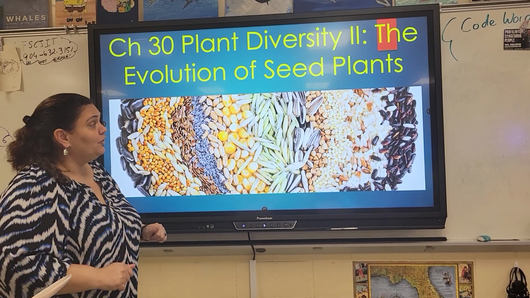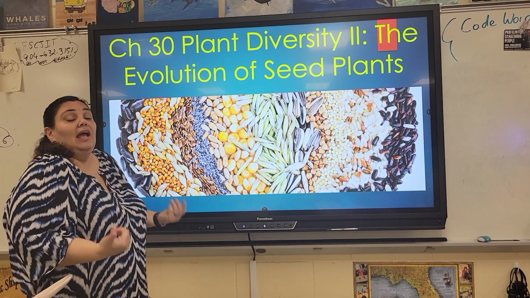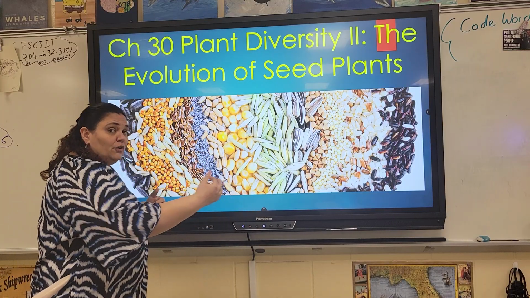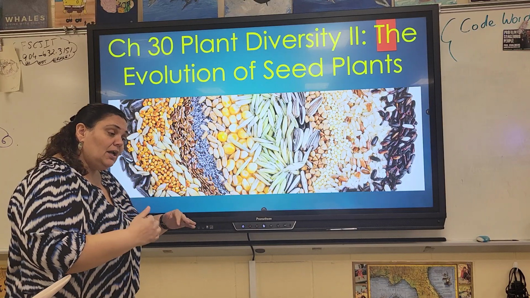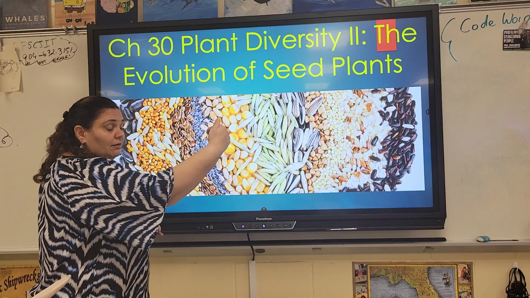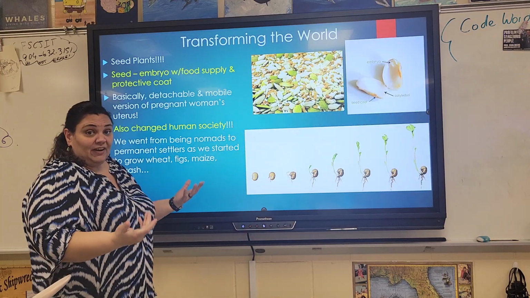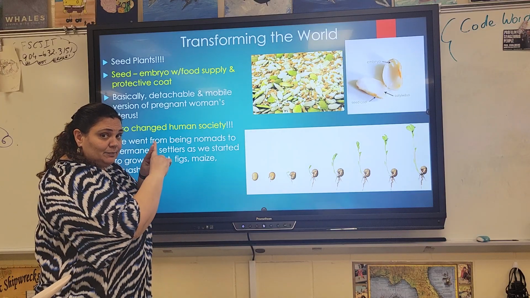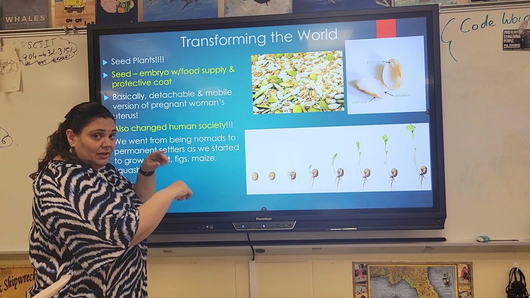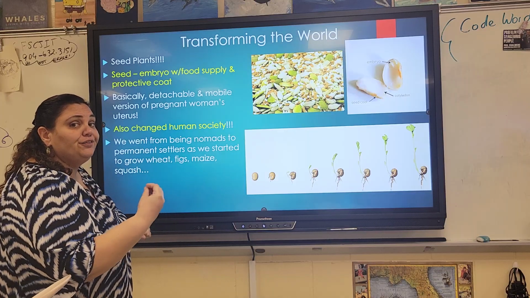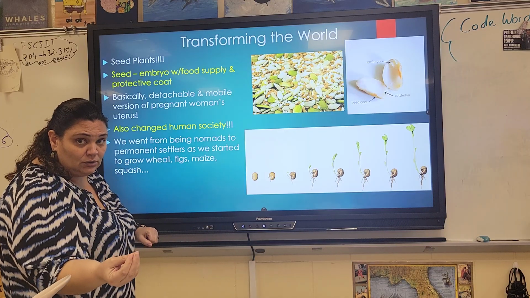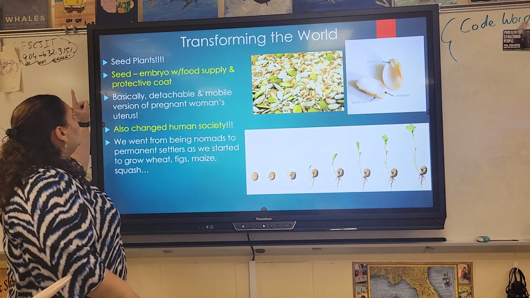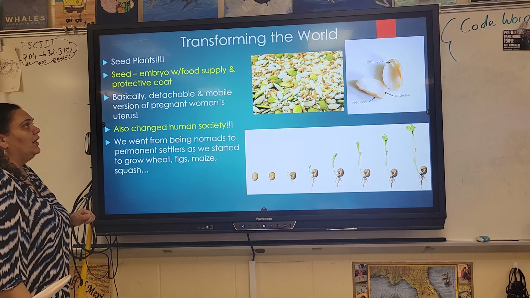All right, so chapter 30, plant diversity 2, the evolution of seed plants, right? Remember we said as plants evolved, the gametophyte became smaller and the sporophyte became more dominant, and we developed vascular tissue, xylem and phloem. Xylem carries water. Phloem carries food, glucose, which is C6H12O6. All right. Your seed is your embryo with the food supply and the protective coat.